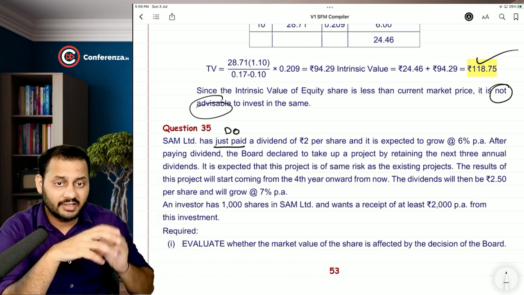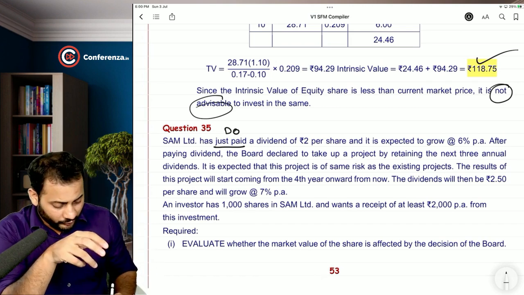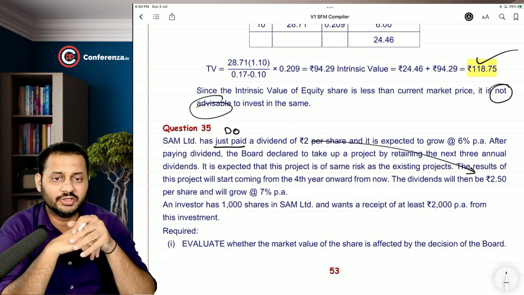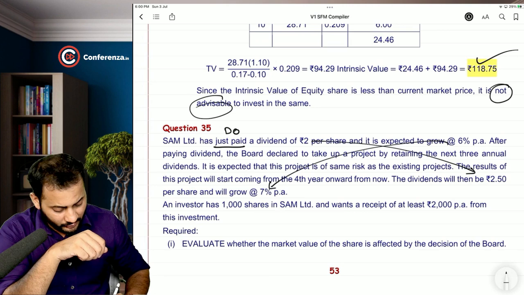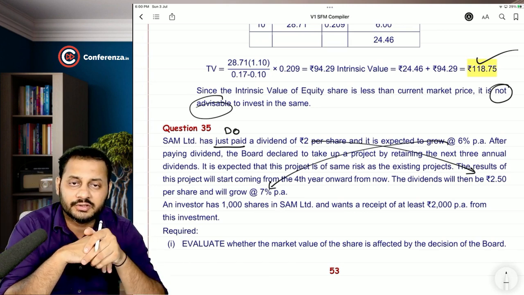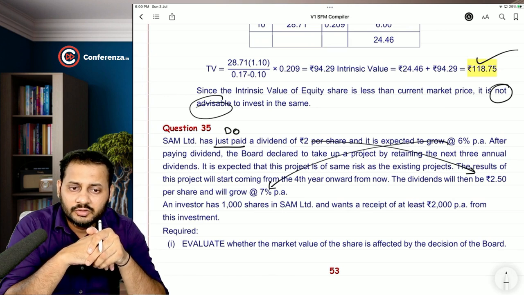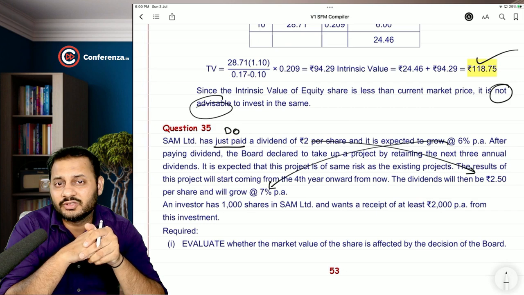So understand, if you sacrifice 3 years' dividend, from the 4th year you will get 0.50 extra. And the growth rate will also be 1% extra from the 5th year onwards. So you need to decide whether you are ready for the sacrifice or not.